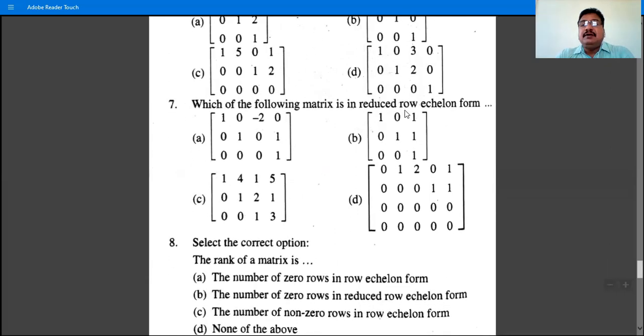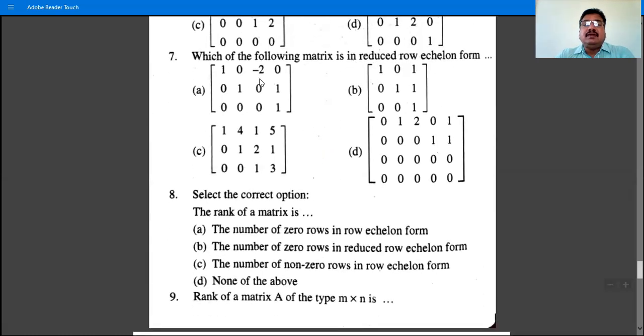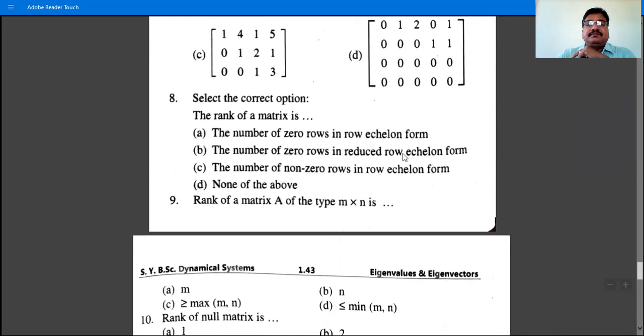Which of the following matrices is in reduced row echelon form? This matrix is not in reduced row echelon form. This matrix is not in reduced row echelon form. This is not in reduced row echelon form. This matrix is in reduced row echelon form.